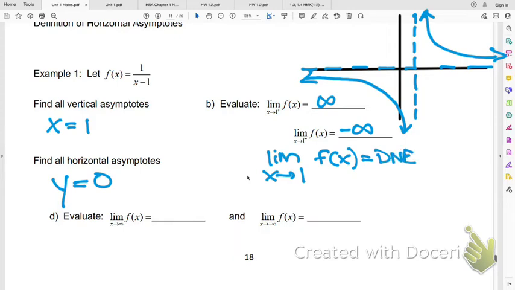Because this is all about a vertical asymptote. Those are the only answers you can have for a vertical asymptote. Both sides could be going to positive infinity. The limit still wouldn't exist every time.